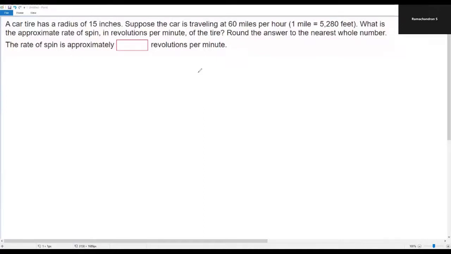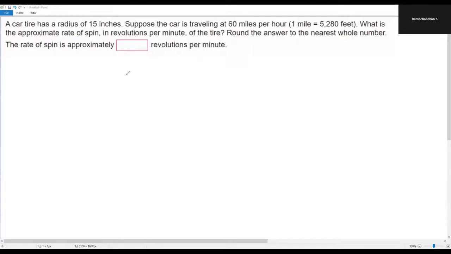A car tire has a radius of 15 inches. Suppose a car is traveling at 60 miles per hour. 1 mile equals 5,280 feet. What is the approximate rate of spin in revolutions per minute of the tire? Round the answer to the nearest whole number. The rate of spin is approximately dash revolutions per minute.